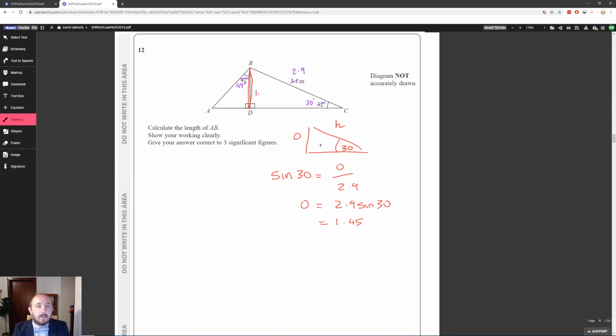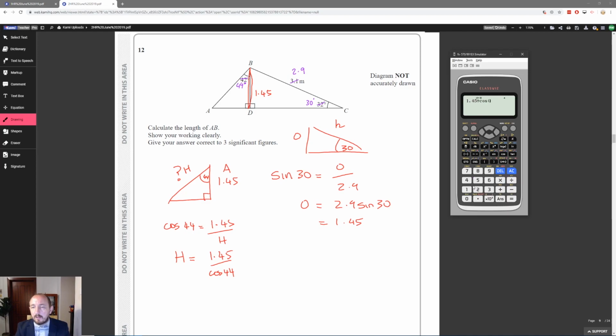And we now know this, and we need to find AB. So our next triangle is going to be 1.45. We've got an angle of 44. And then we need to find this, which is the hypotenuse. So 1.45 is the adjacent because it's between the right angle and the angle. So cos 44 is equal to A over H. So the hypotenuse is 1.45 over cos 44.